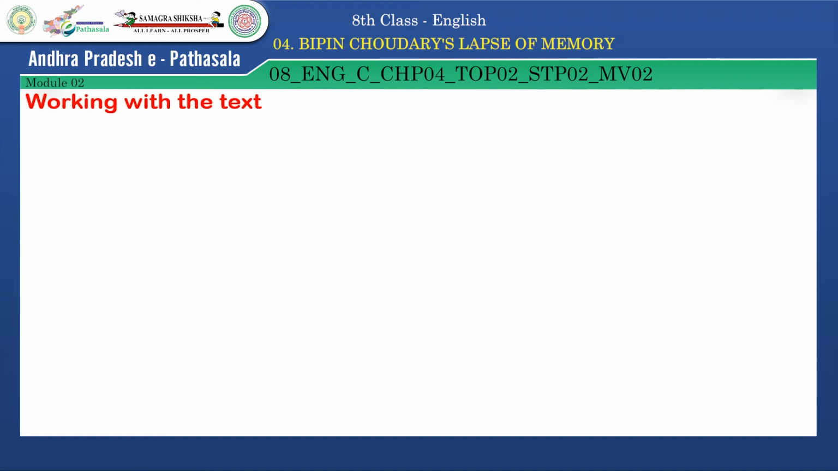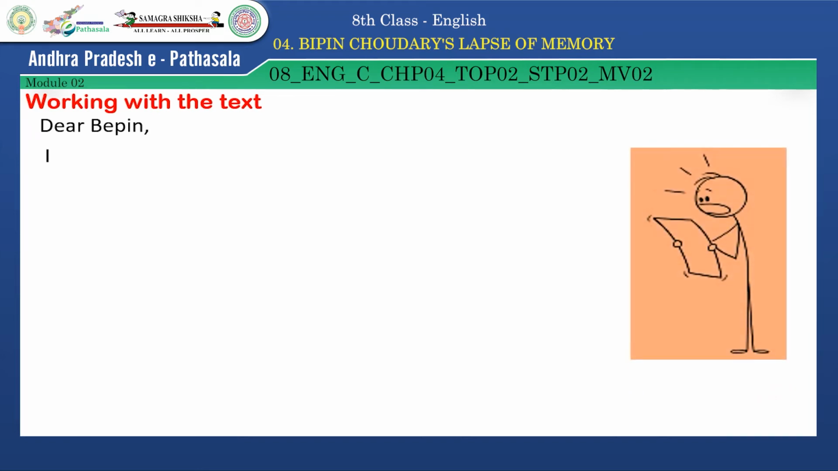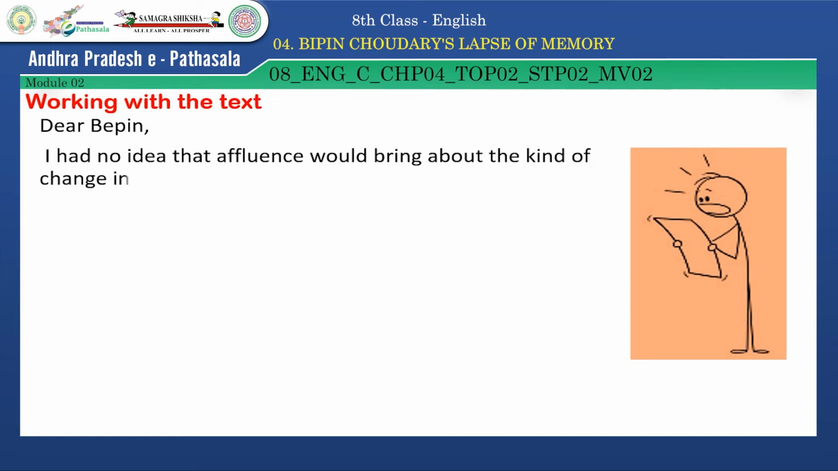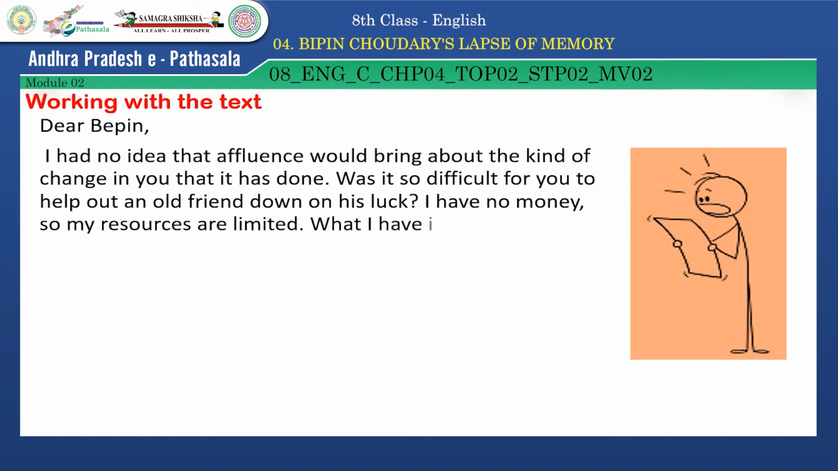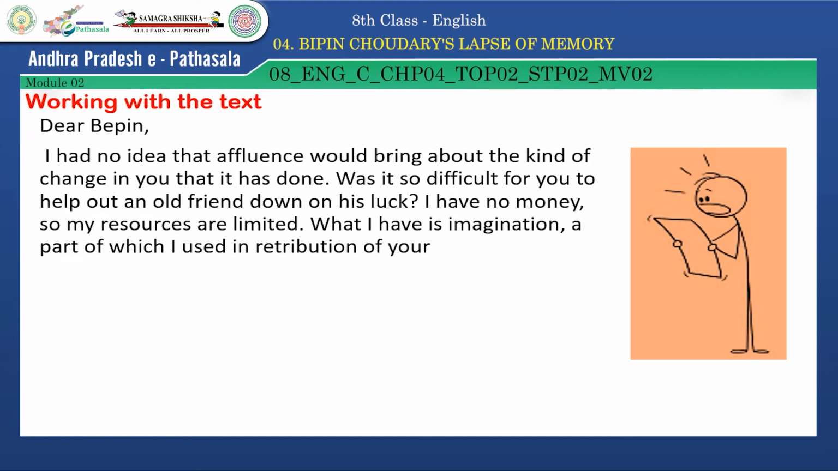Now let's see what the letter is about. Dear Bipin, I had no idea that affluence would bring about the kind of change in you that it has done. Was it so difficult for you to help out an old friend down on his luck? I have no money, so my resources are limited. What I have is imagination, a part of which I used in retribution of your unfeeling behavior.